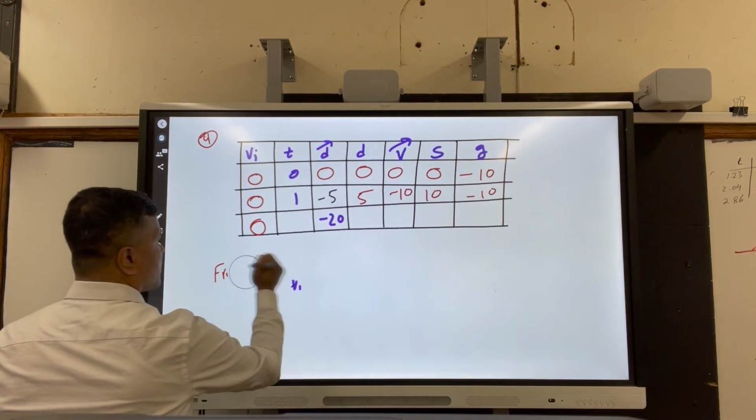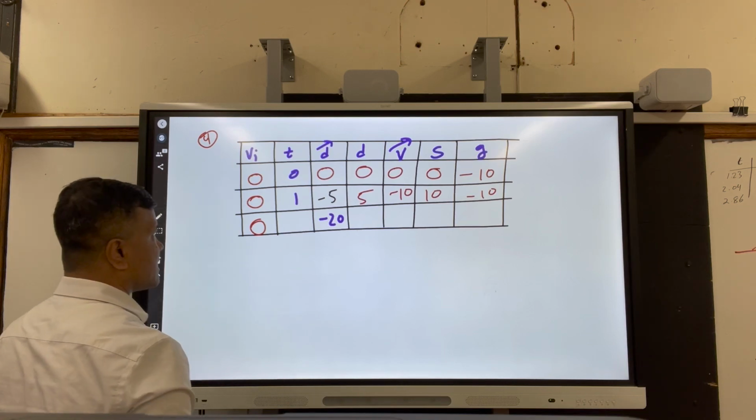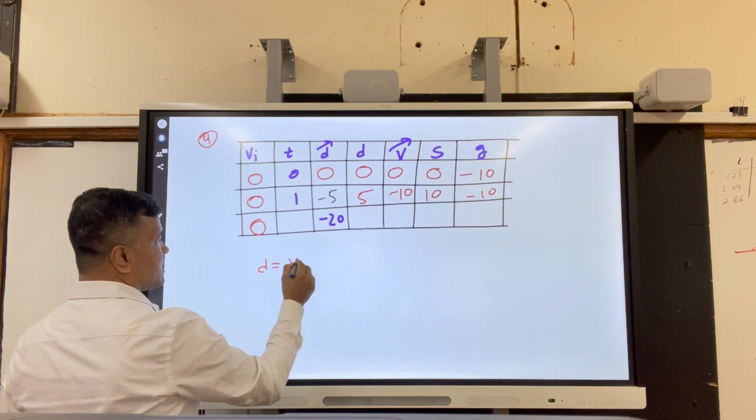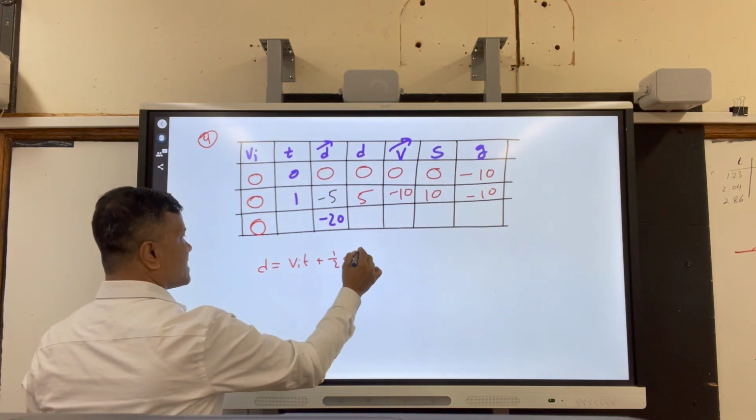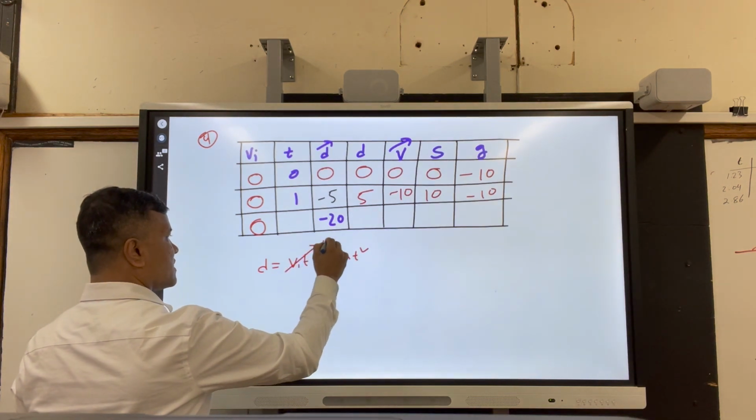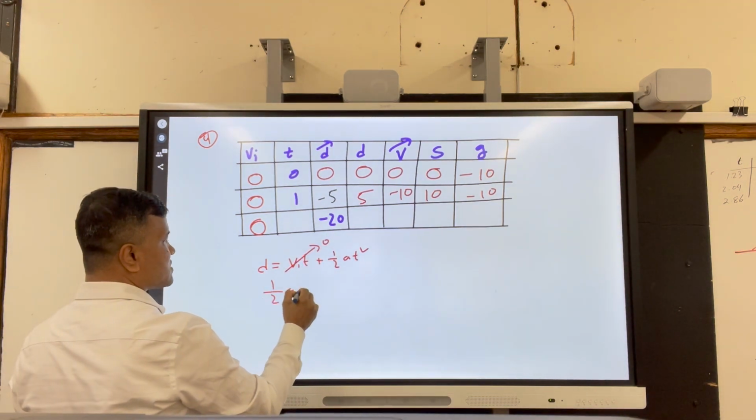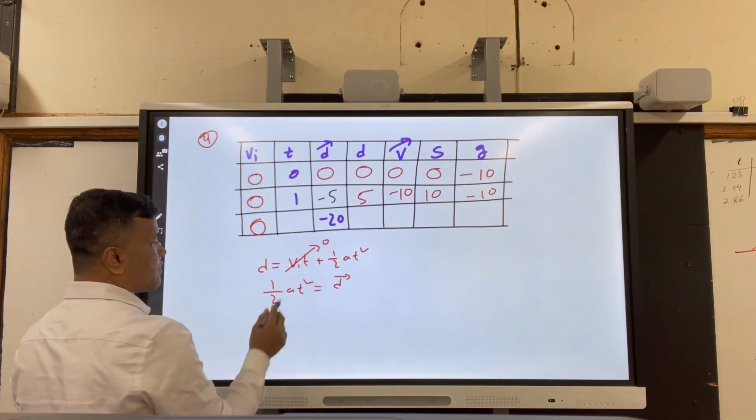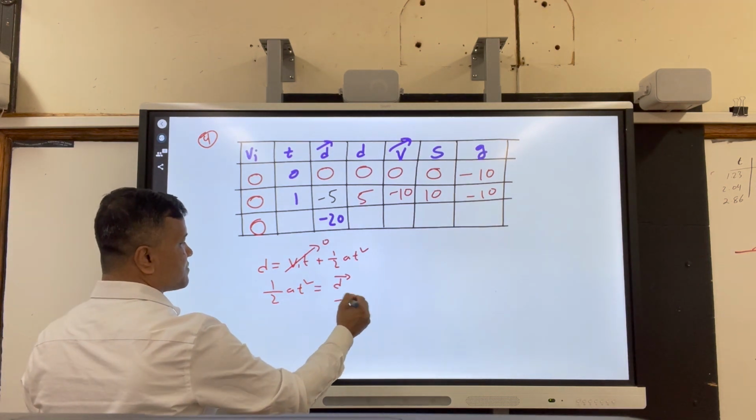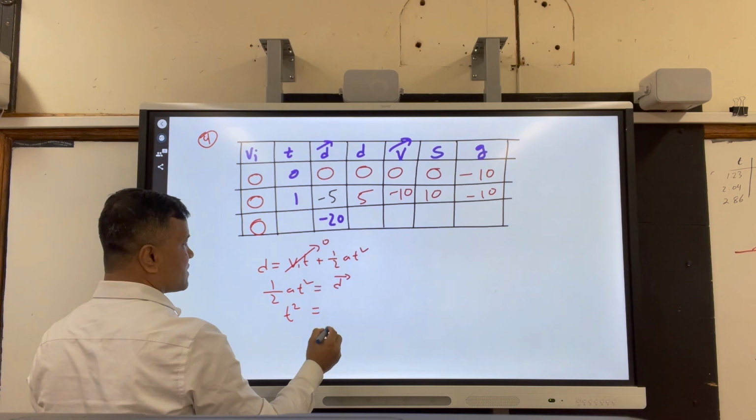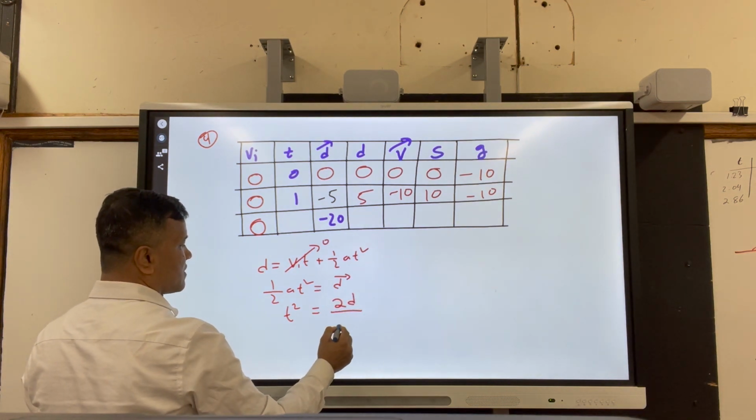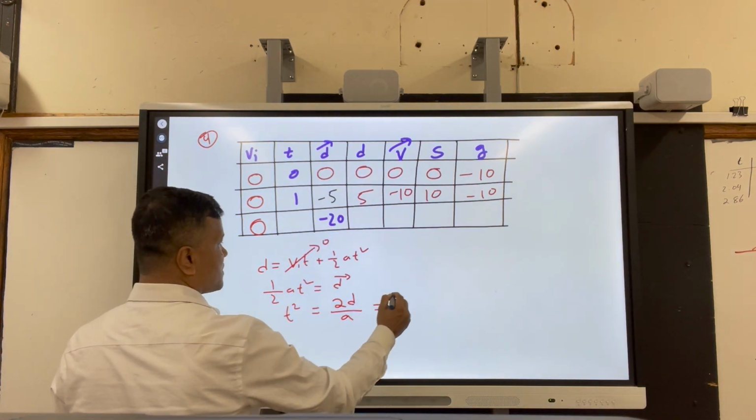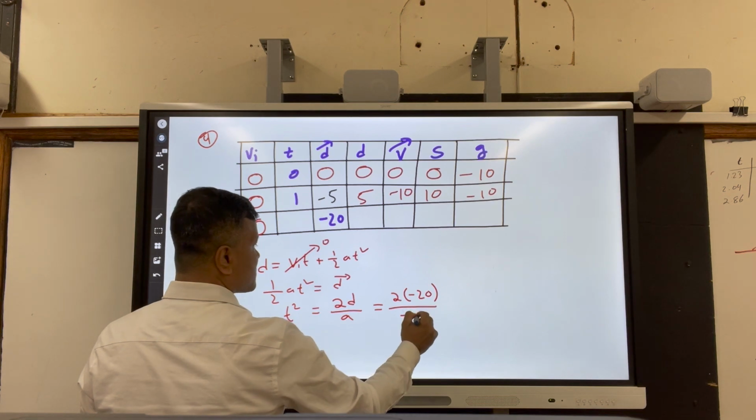Okay, now what would the time be when displacement is -20? Well, again, we're going to use this equation, vit plus half at square. When it is free fall, dropping, and then vi is 0, so you have half at squared is equal to d, right? Now the displacement is -20. We want to find the time when the displacement is -20, right? So let's isolate time because we want to find the time. t squared is 2d over a, right? So 2 times -20 over acceleration -10.